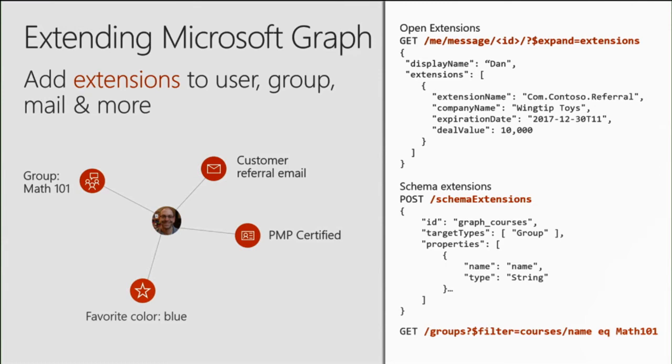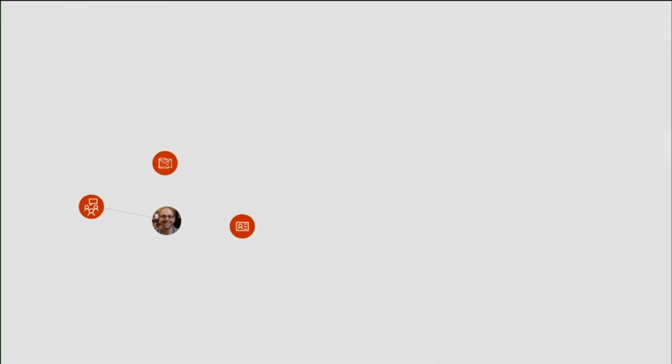We have two types of extension. One is very simple open extensions, where you can just dump unstructured JSON data onto an object. And we have another called schema extensions, where you actually define a schema. This is a strongly typed schema, and it's used when you're trying to add additional data or extract data. It's all strongly typed, and that has additional filtering capabilities.